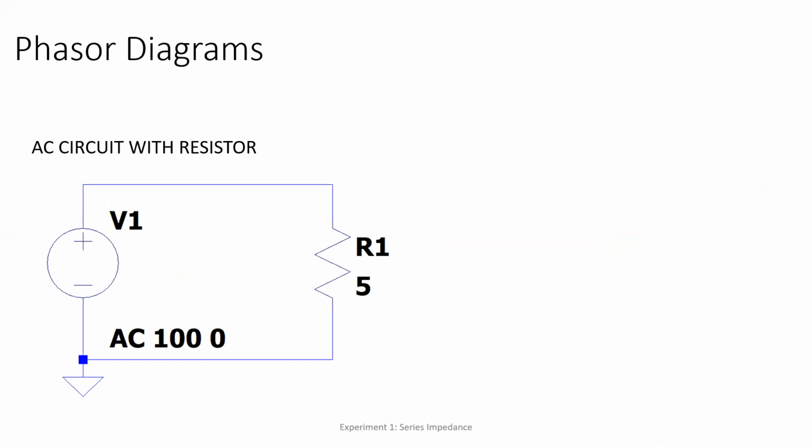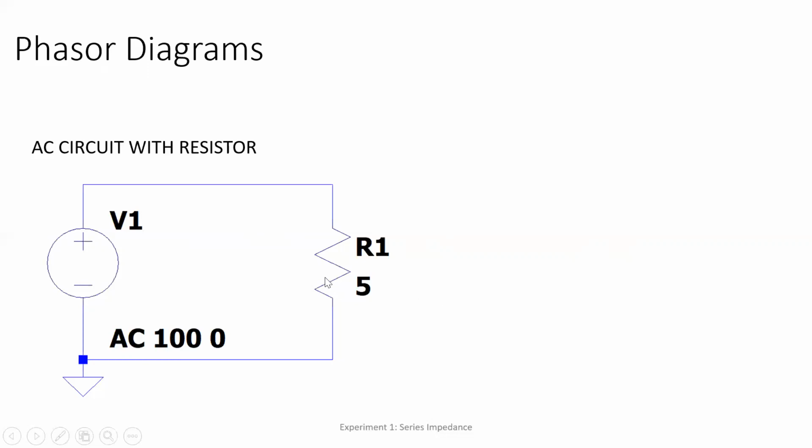So we have our AC circuit with a resistor. This schematic diagram only involves a resistor. Later, let's illustrate the current and voltage in terms of a phasor diagram. We have 100 at 0 degrees as our AC signal, and we have 5 ohms.